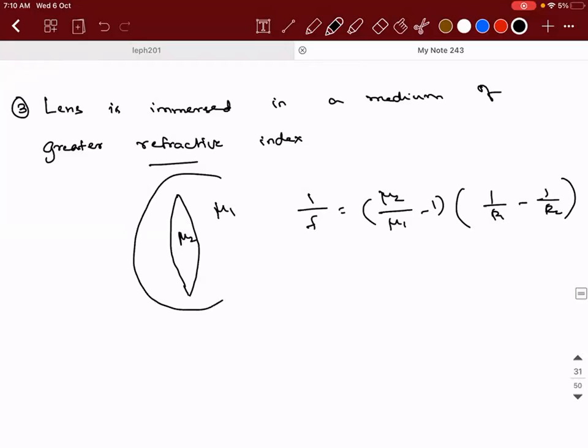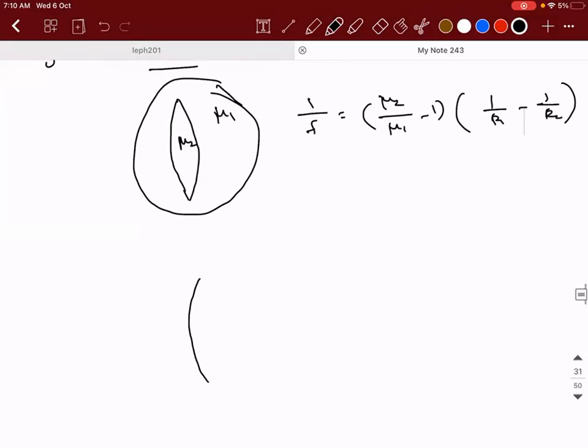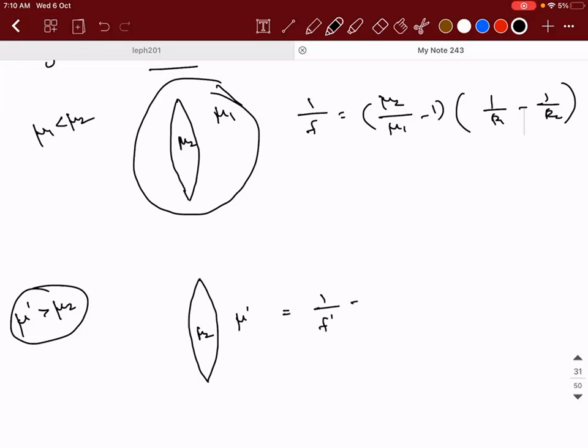Now if I take the same lens and put it into some liquid whose refractive index is mu dash, where mu dash is greater than mu2. Here mu1 is less than mu2. Now if I put it in a medium where the refractive index is greater than the refractive index of the lens itself, then what will happen to the new focal length? 1 by f dash will be equal to (mu2 divided by mu dash minus 1) into (1 by r1 minus 1 by r2).